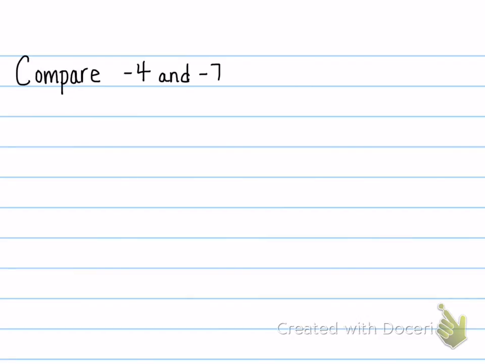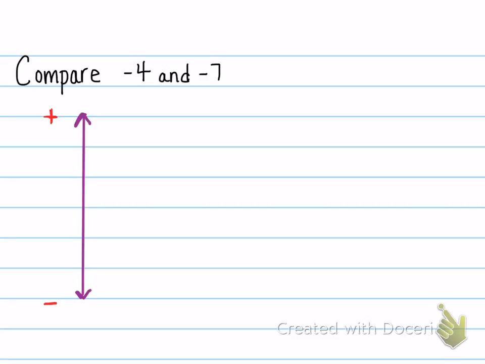So now I want you to compare -4 and -7. Please notice that these are both negative numbers. Let's try to use a vertical number line. Those are going to look something like this. They go straight up and down. You still put your arrows on the end of each. We need to understand that our positive numbers will be above and our negative numbers will go down.